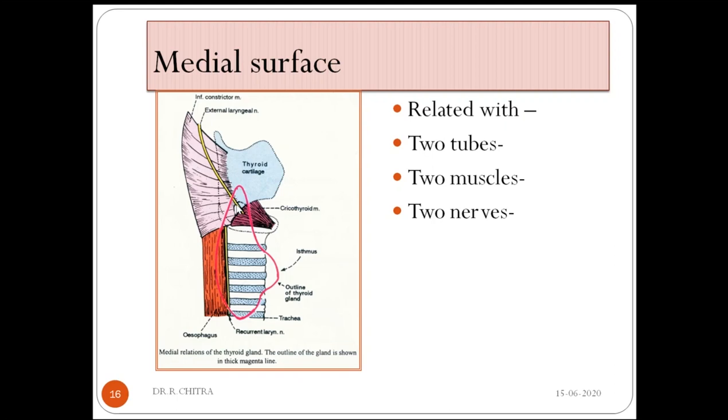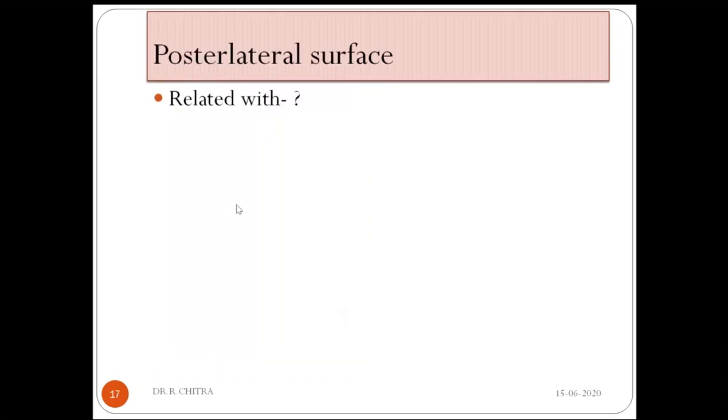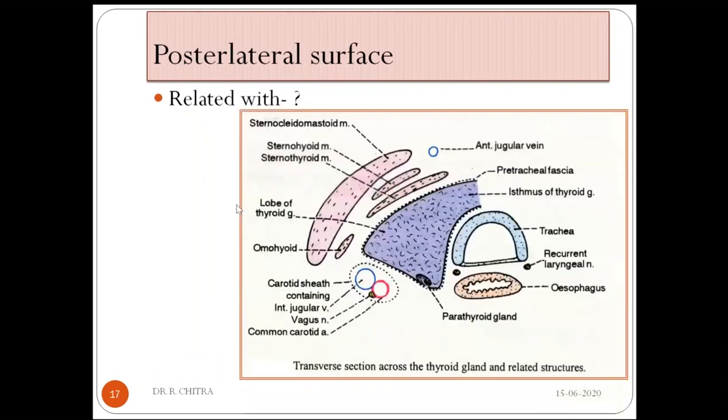What is the next surface we have not seen? Posterolateral surface. Anterolateral surface we have finished. Posterolateral surface we have to see. Posterolateral surface will be related to, yes, this is another image, a diagram, which you should all draw for your answer on the thyroid gland, which represents all the three surfaces in this one diagram you can draw.